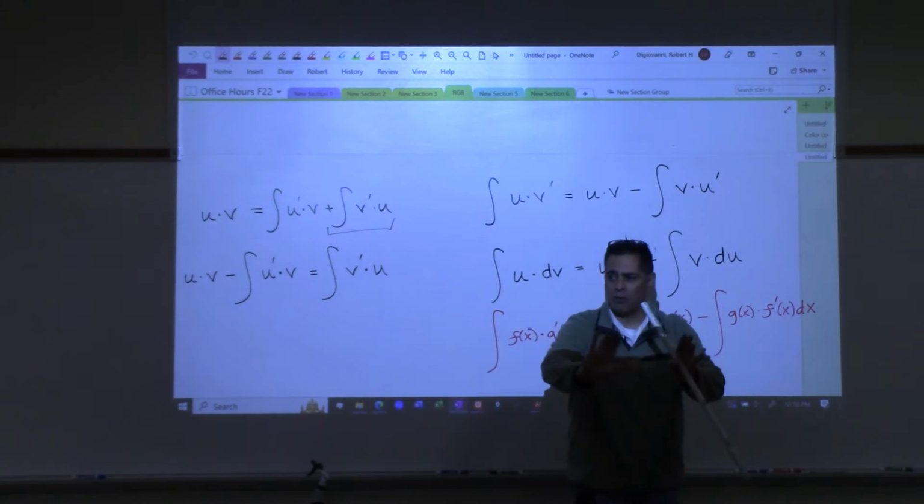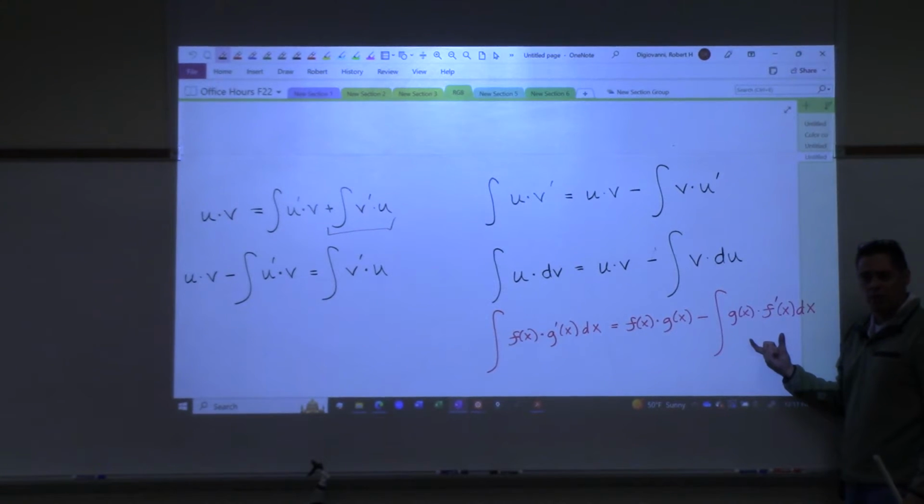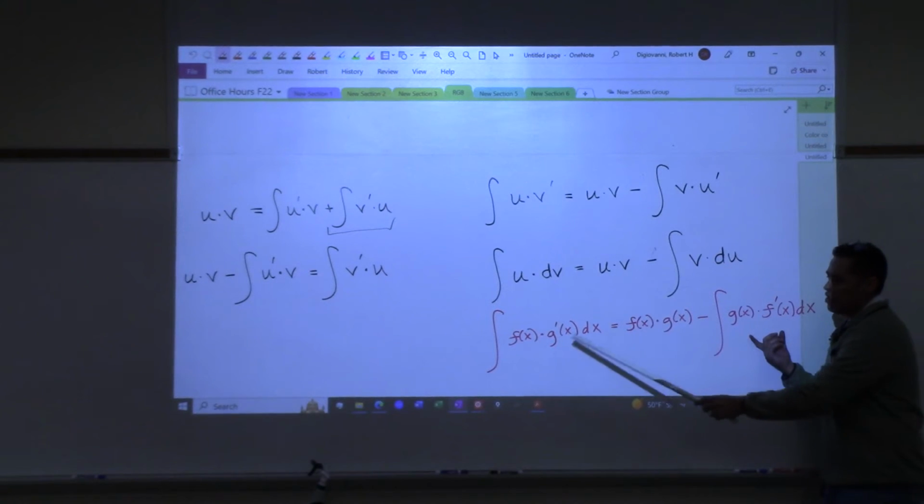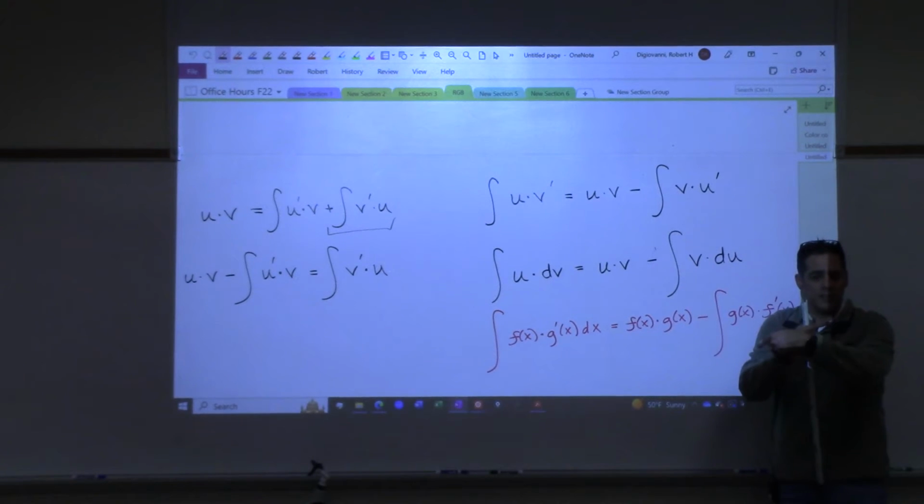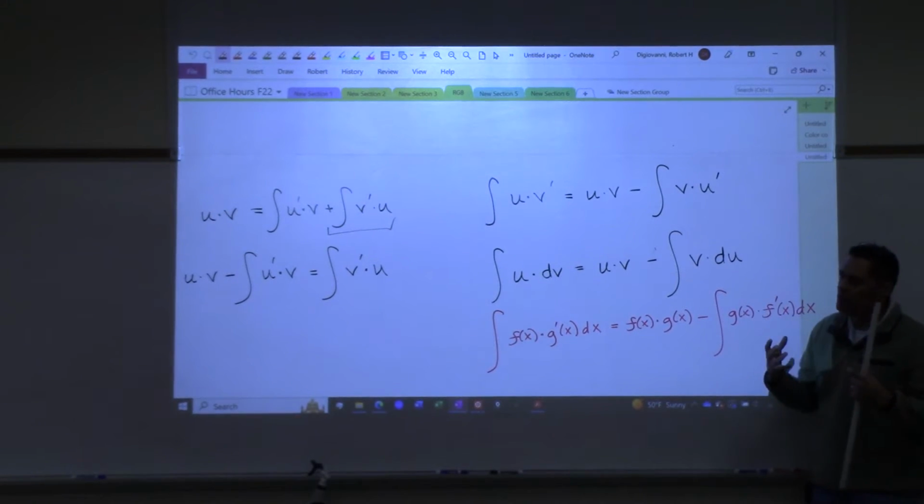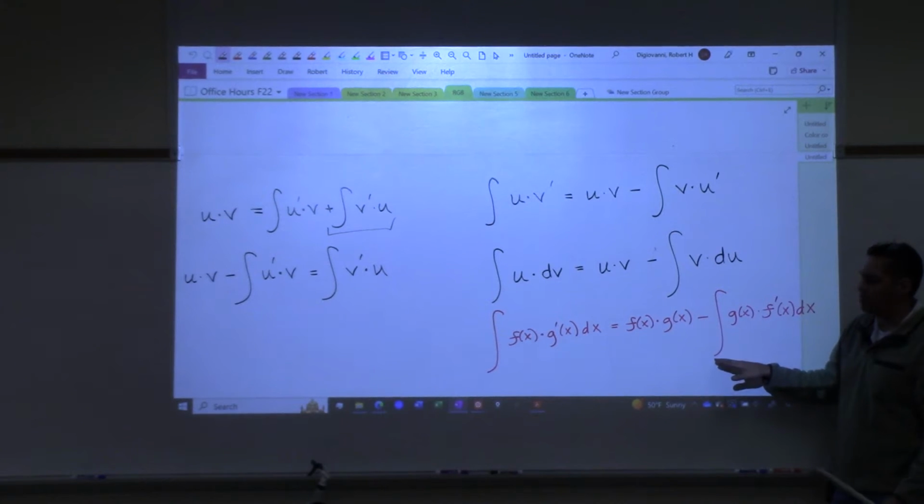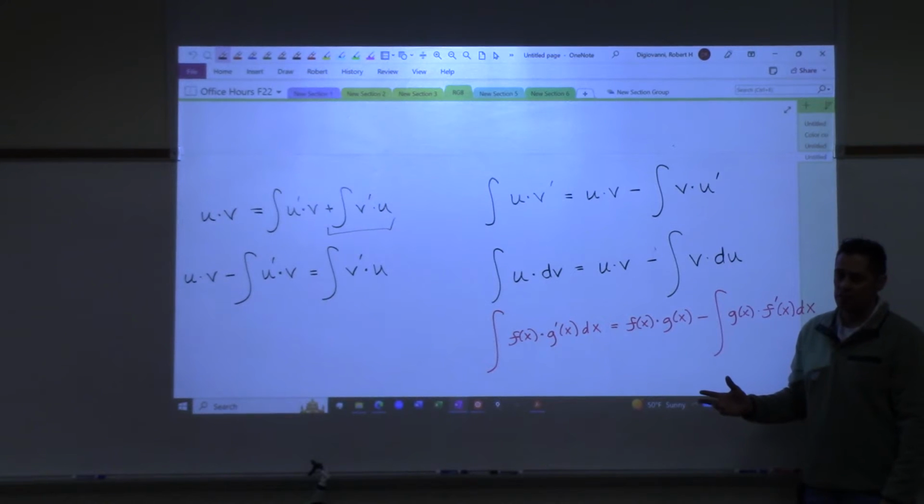It's not going to solve the integral for you. It's just going to allow you to rewrite the problem, and you'll have a new integral. But what's the difference in the new integral? The f here has now become f prime, and the g prime here has now become g. So what you have done is you have transferred the derivative from one function to the other. You have to see an example, all right? But that's the big takeaway from the integration by parts formula. You're transferring the derivative from one piece of the integral to the other.